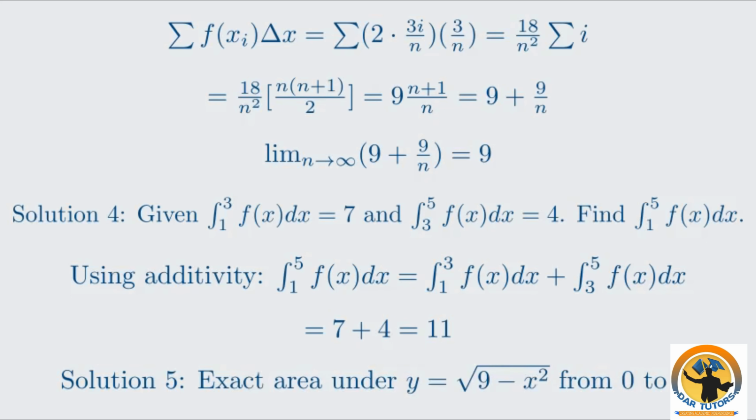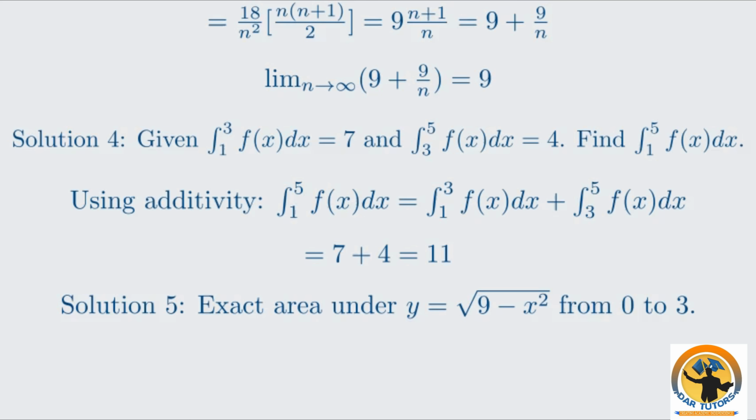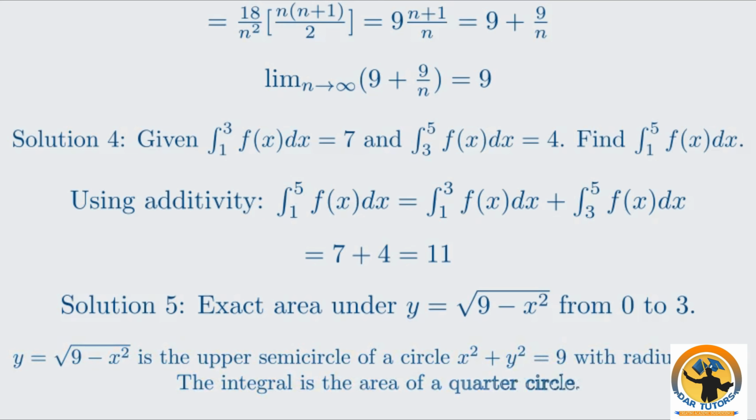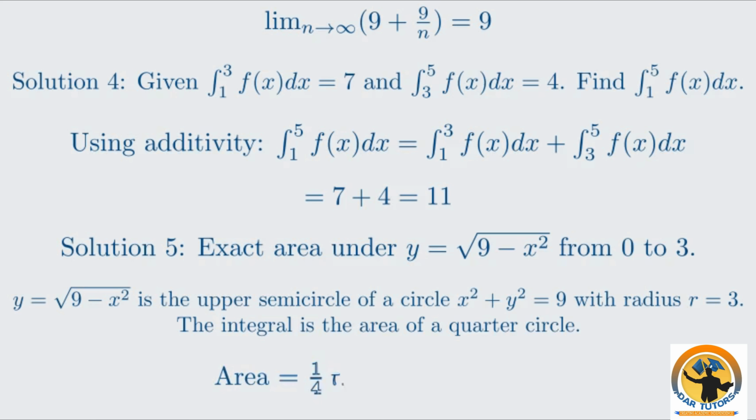Finally, for question 5, the function y equals the square root of 9 minus x squared represents the upper half of a circle with radius 3. The integral from 0 to 3 is 1/4 of this circle. The area is 1/4 times pi times 3 squared, which is 9 pi over 4.